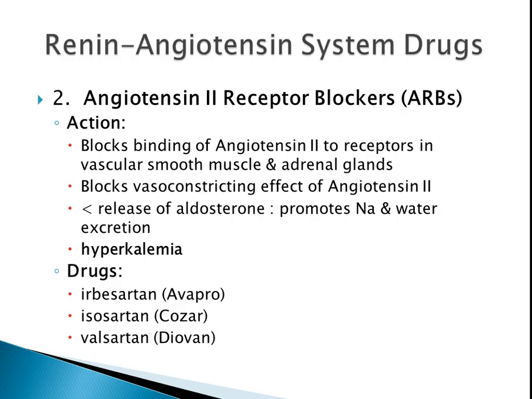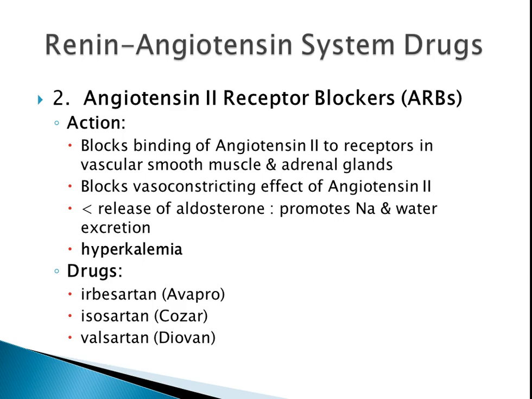Now, the second group of renin-angiotensin drugs are the angiotensin II receptor blockers, the ARBs you hear them called sometimes. They block the binding of angiotensin II to those receptors in the smooth muscle and the adrenal glands. And so you end up blocking that vasoconstricting effect of angiotensin II. So you don't have the blood pressure going up, you have the blood pressure going down. It also, again, decreases the release of aldosterone, so you have less sodium and water.